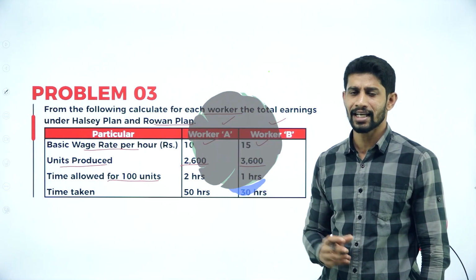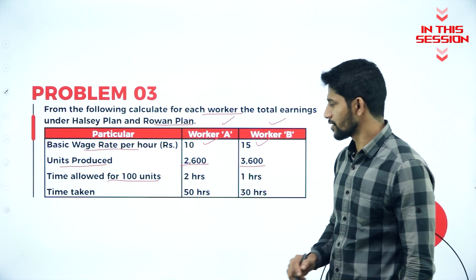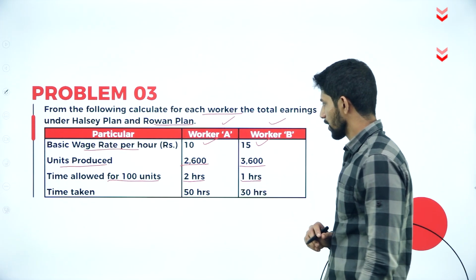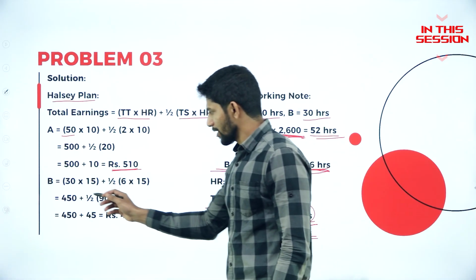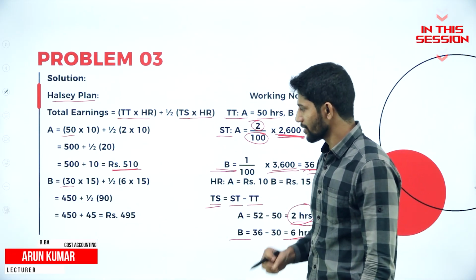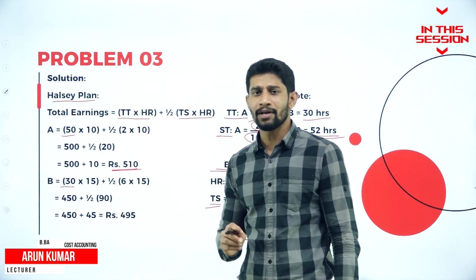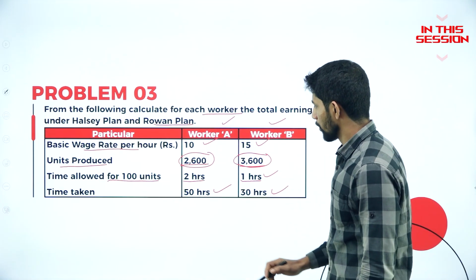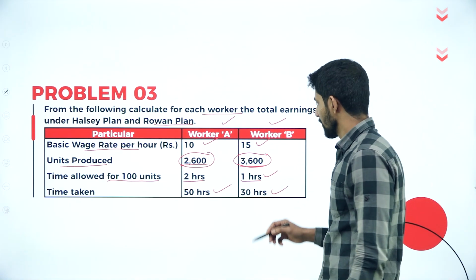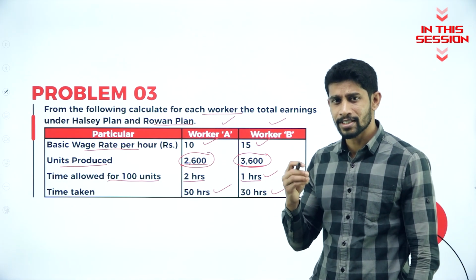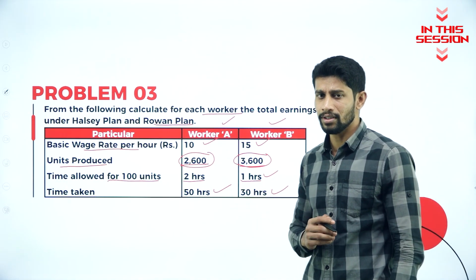So what is the standard time given to produce 100 units? That is 2 hours for worker A and 1 hour for worker B. So time taken is 30 hours into 15 rupees per hour plus half of time saved is how much? Yes, it is 6 hours by Mr. B. The standard time to produce 2600 units and 3600 units is not given. We are supposed to find out the standard time, then only we can solve the problem.